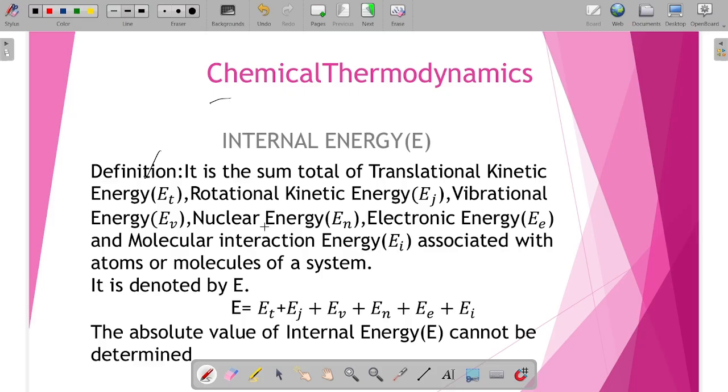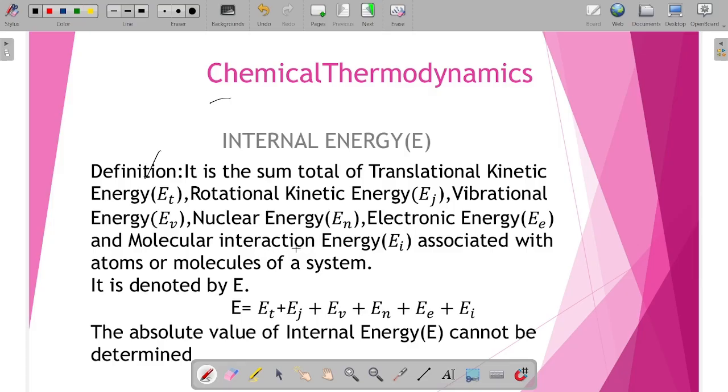And similarly, nuclear energy: in the nucleus, the nucleons, that means protons and neutrons, are compacted within a small volume called the nucleus, with some binding energy. So these energies are called nuclear energy. Similarly, electronic energy. The electrons are revolving around the nucleus in several paths called energy levels with certain velocity. So they have some kinetic energy, maybe translational, or positional, that is potential energy.